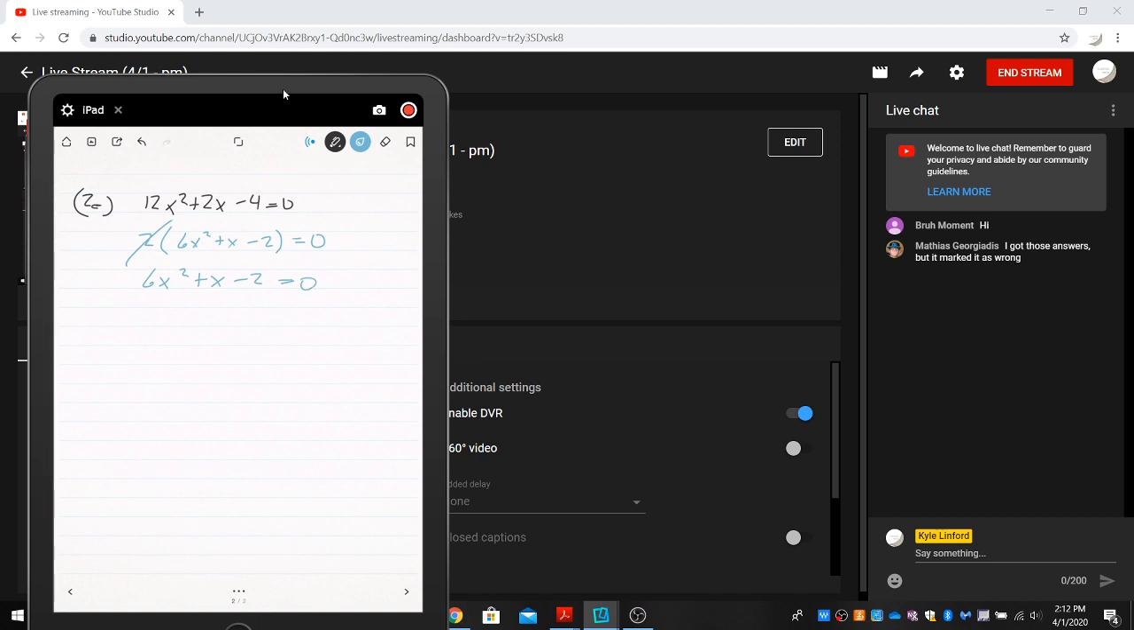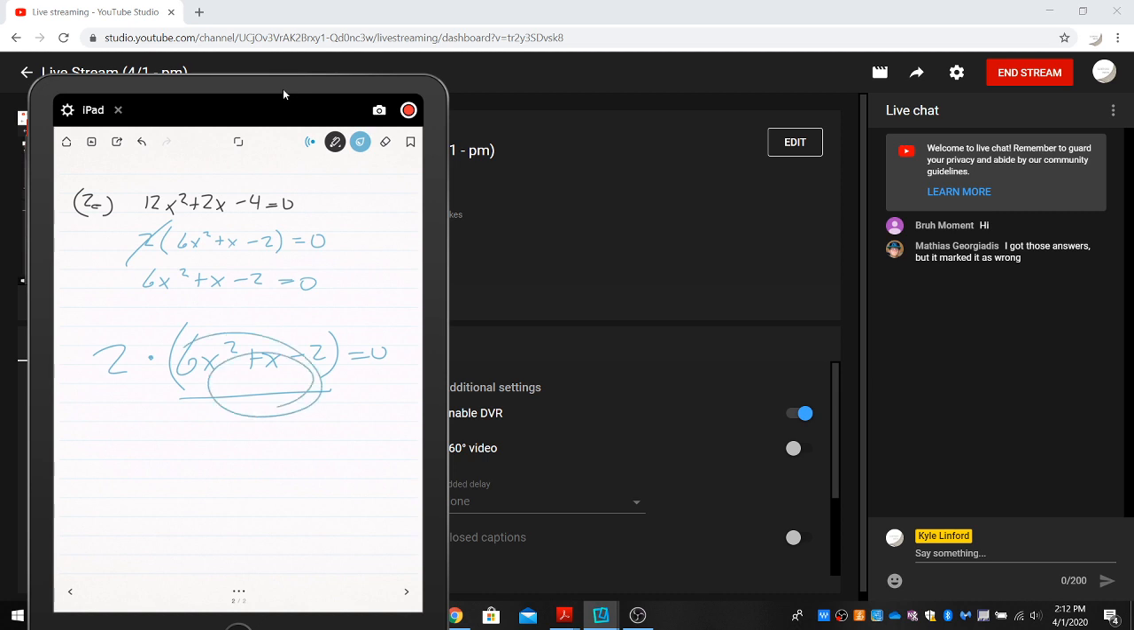Sometimes students say, well, why can you forget about the 2? Well, think about it like this. If I have 2 times this one polynomial, and the product equals 0, well, 2 isn't 0, so that means this would have to be the thing that's 0. So really, I don't care about the 2. It's never going to be 0.